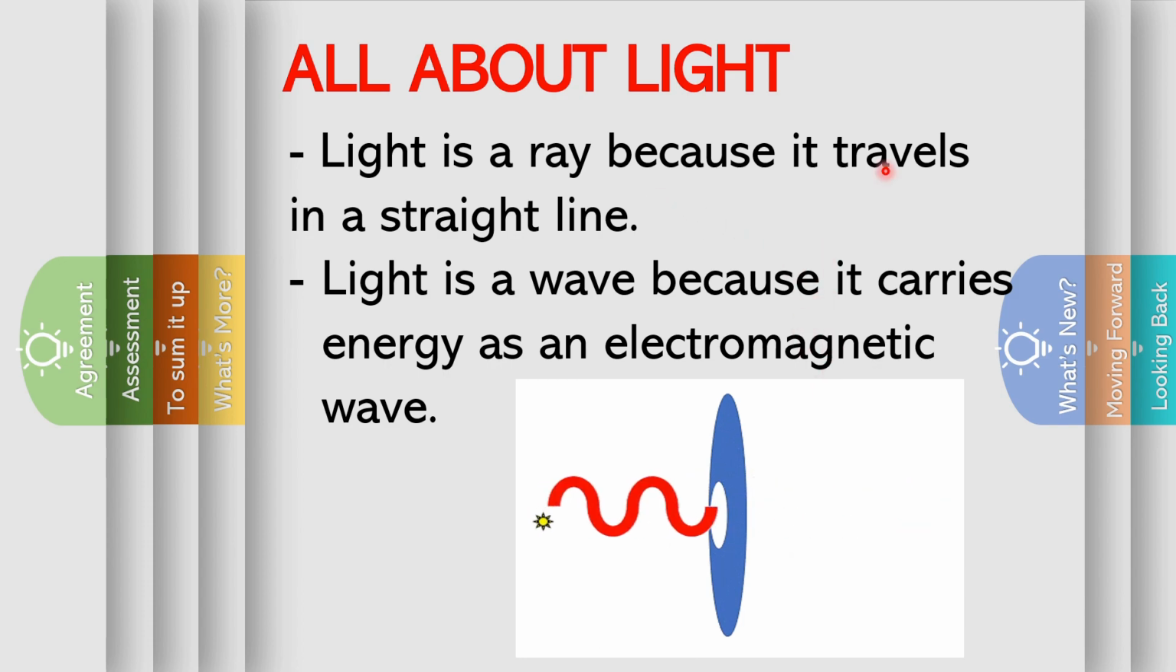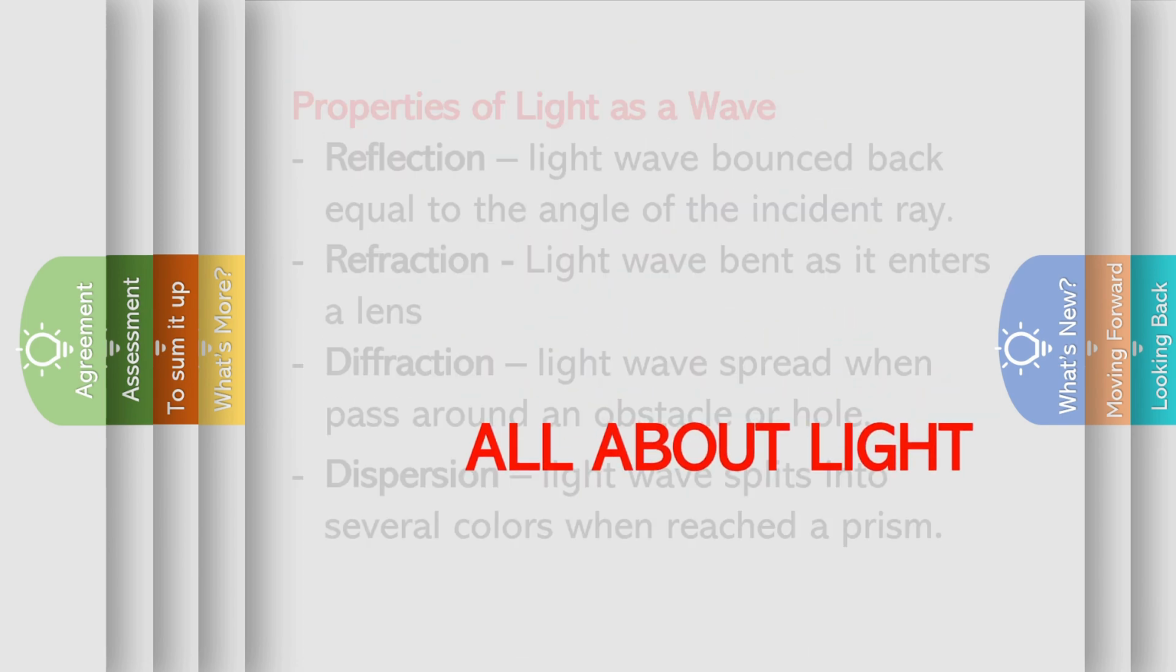So, what is light? Light is a ray because it travels in a straight line. Light is a wave because it carries energy as an electromagnetic wave. Anong ibig sabihin nito? Ibig sabihin po, ang light has dual properties. Okay? It can be a ray and it can be a wave. So, meron siyang dalawang properties. Okay? Light, pwede siya maging ray kasi it travels in a straight line. Ang light po, pwede maging wave kasi it carries energy in a form of electromagnetic wave.